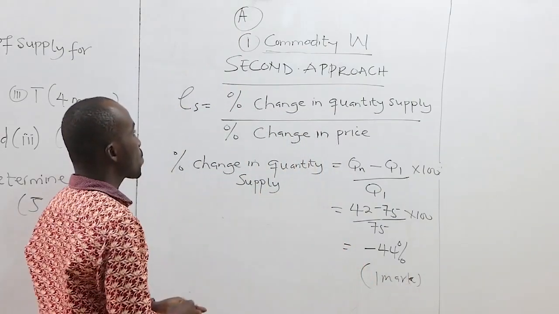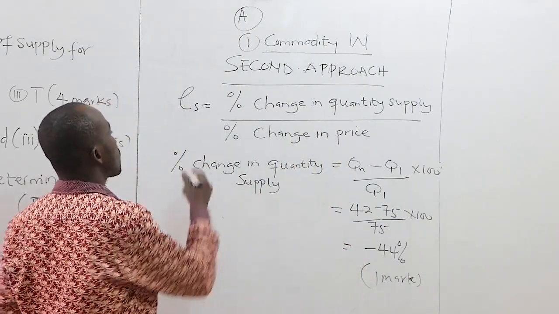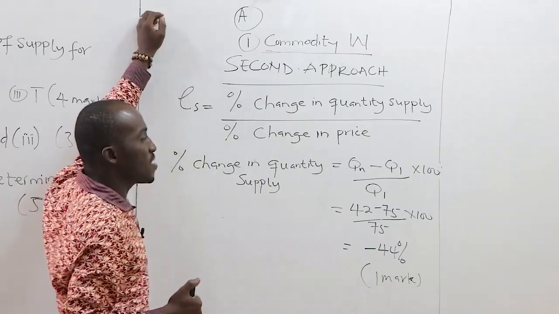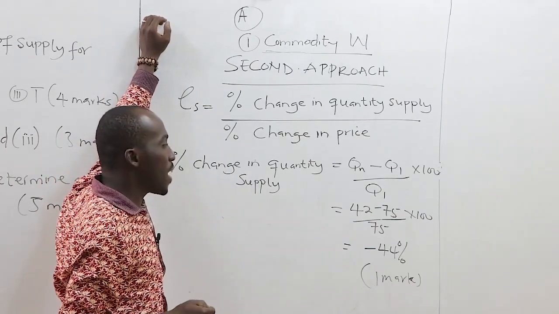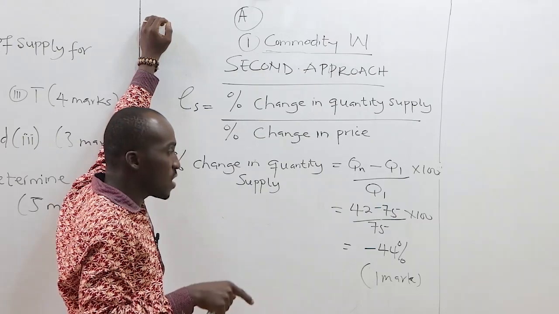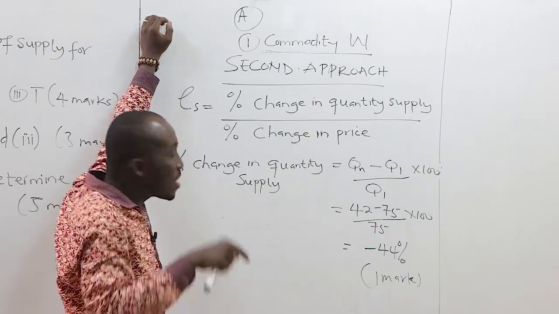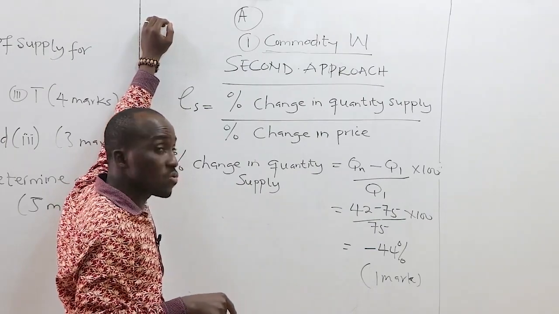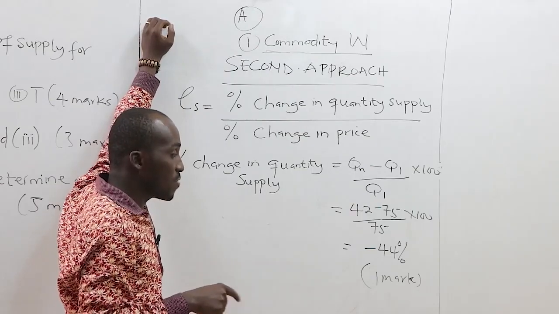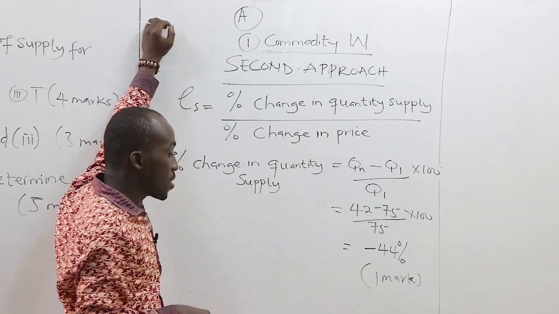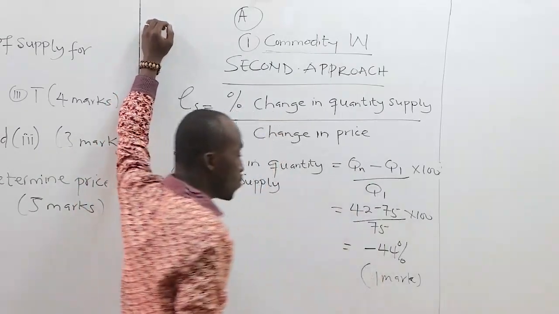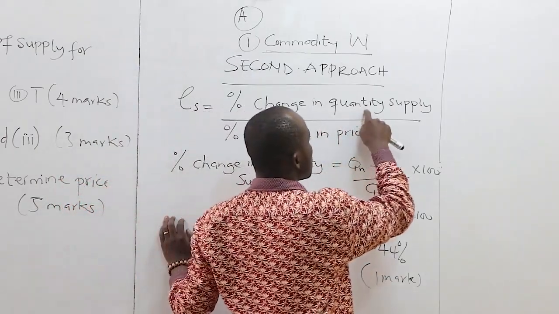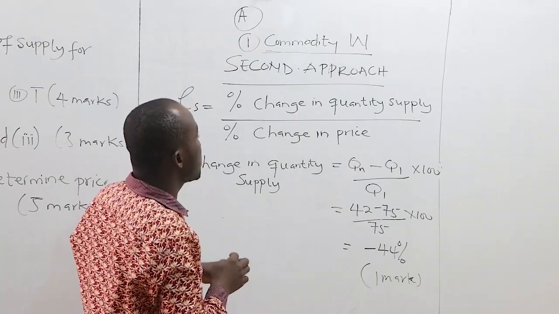So the second approach is to use this to get price elasticity of supply, change in quantity supply by change in price. What is the change in quantity supply? It is the new quantity supply minus the old or initial quantity supply divided by the initial quantity supply times 100. The new one is 42. The initial one is 75, divided by the same 75 times 100. When you do that, you're going to get negative 44%. So you're putting the figure for the top, and you're going to do the same for the denominator, then we divide.